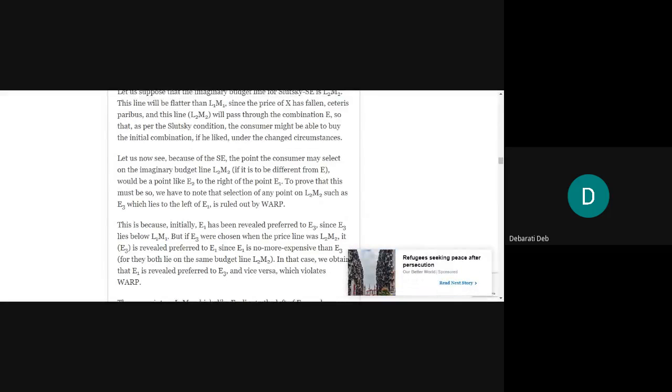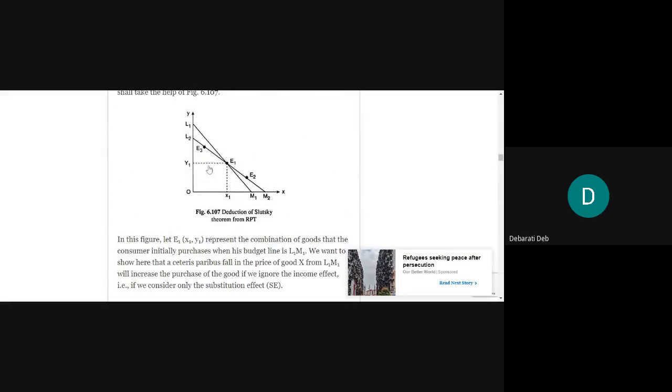But if E3 were chosen when the price line was L2 M2, now suppose the consumer is preferring to buy E3 when the new budget line, that is L2 and M2, is his constraint. He cannot go beyond that. So he won't be able to buy any other point other than E1, right? See, beyond this E1 point, it is falling beyond this budget line L2 M2. But E3, which is falling in the budget line L2 M2, suppose that is preferred by the consumer and he is no longer preferring E1.